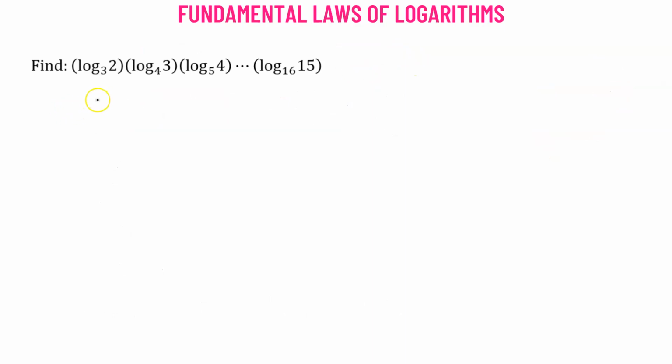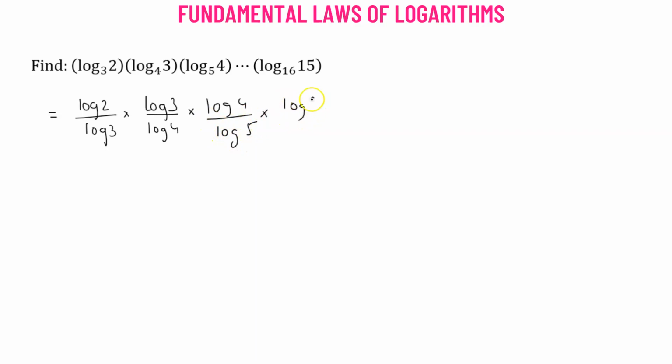So here this is similar to the previous problem. So let's begin. Log of 2 with a base of 3 can be written as log 2 divided by log 3. This will be multiplied by log 3 divided by log 4. Then we have log 4 divided by log of 5. This will give us log 5 divided by log 6. And we can go all the way up to log 15 divided by log 16.